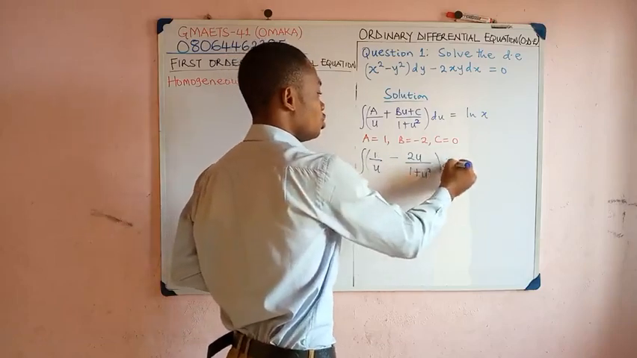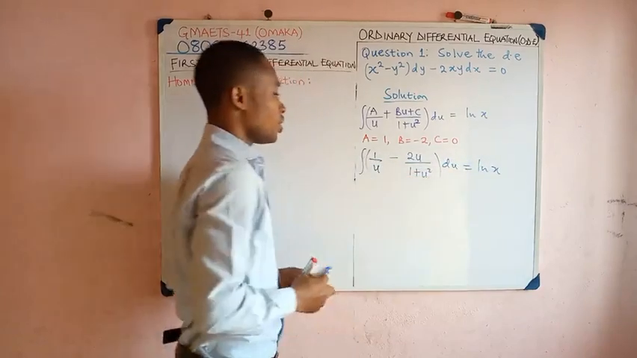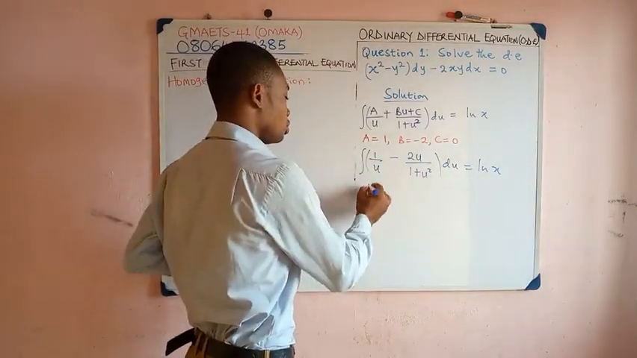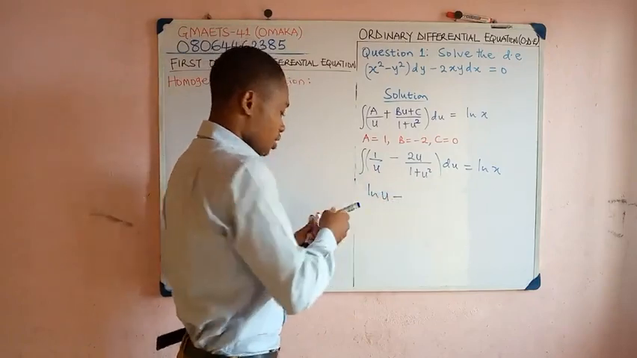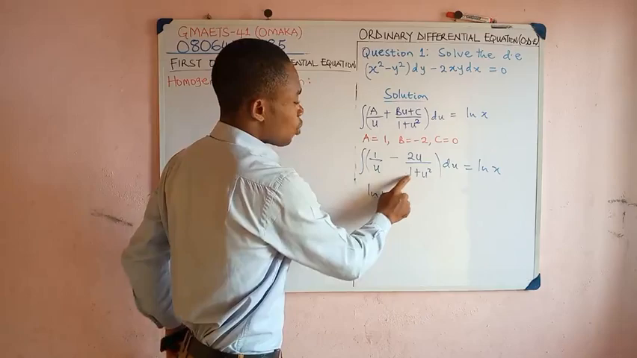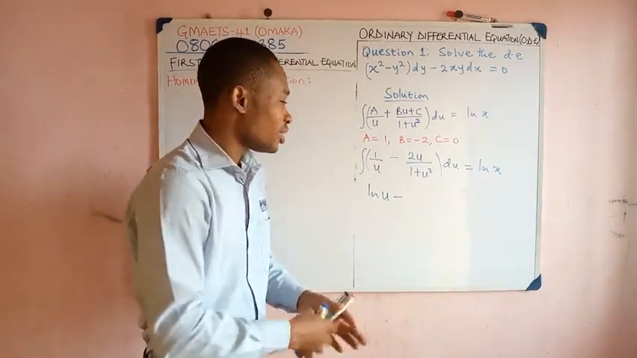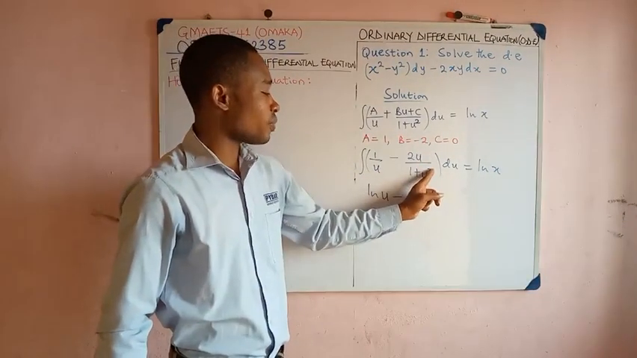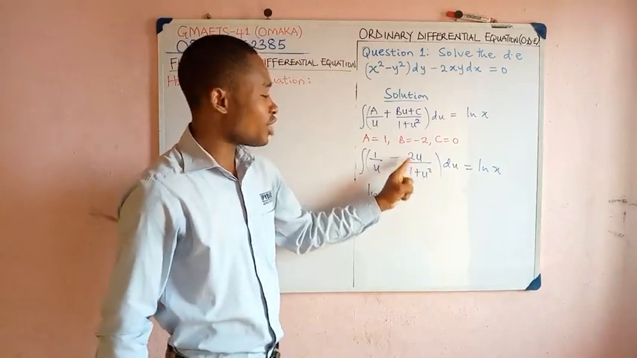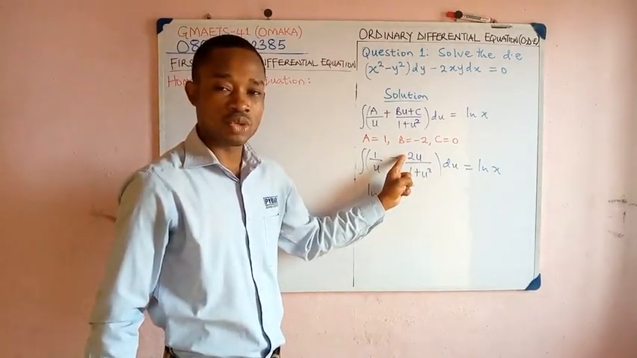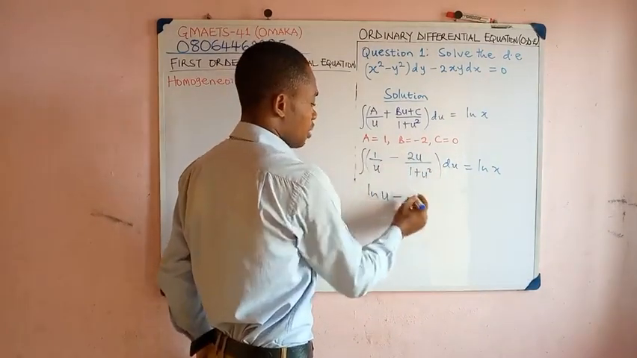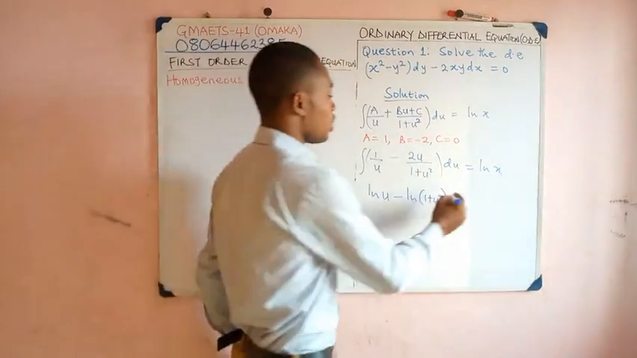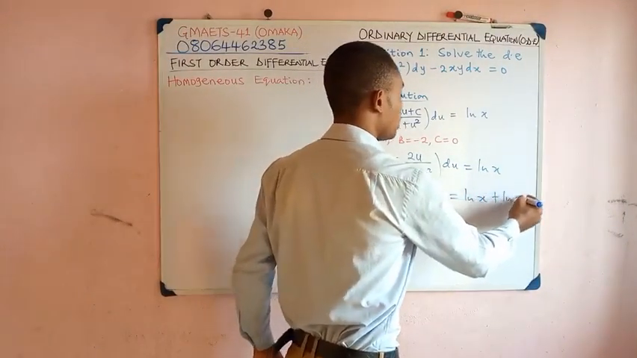Good. Then du equal to ln x. We're going to work this out quickly. Integral 1 over u du would give us ln u minus integral 2u all over 1 plus u squared. Remember, differentiate the denominator to see if you get the numerator. If you differentiate 1 plus u squared, you are going to get 2u. Is that not so? That is what you have in the numerator, that is the 2u. Therefore, the integral of this term is ln of the denominator. We are done with the integration. That will now be equal to ln x plus what? Ln c.